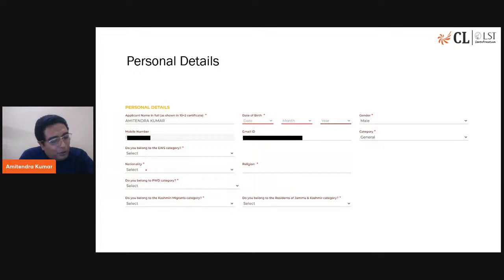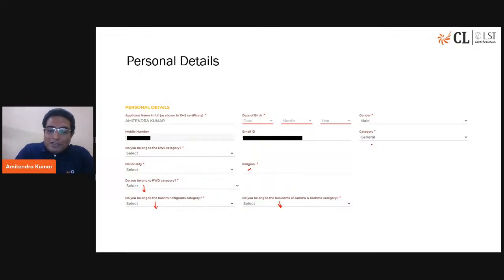Nationality, Indian, foreign, you select it appropriately. Religion, you have to type in over here. And do you belong to PWD category? Accordingly, you will select yes or no, whatever is applicable in your case over here. Remember, it has to be 40% and above disability to be eligible to claim reservation under PWD category. And you will be even asked whether you belong to the Kashmiri migrant category or are you a resident of Jammu and Kashmir. So are you claiming reservation within this category as well?